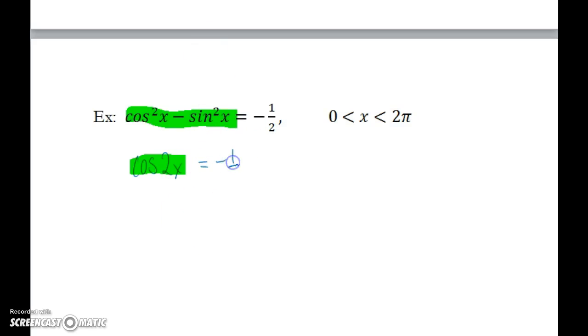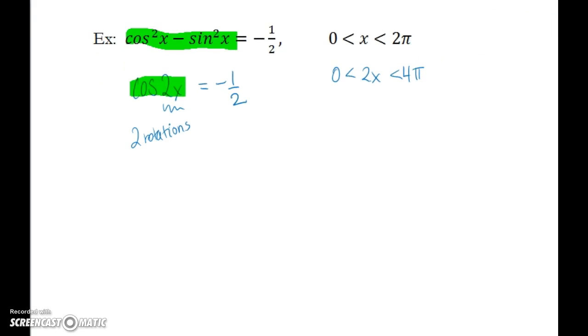Equals negative 1/2. So now we have only one trig function. We only have one argument. Now notice that we're dealing with 2x as our argument. That's telling us that we're going around our circle 2 times, 2 rotations. And so we're going from 0 to 4 pi instead of 0 to 2 pi. So we're going to go around our circle 2 times.